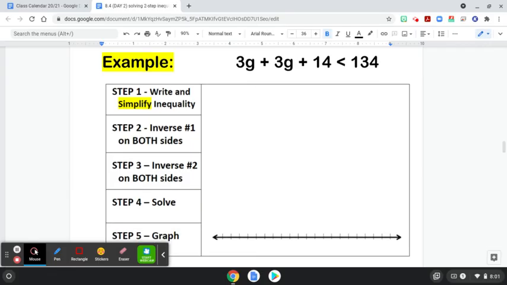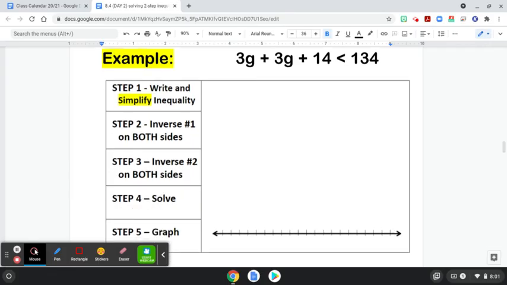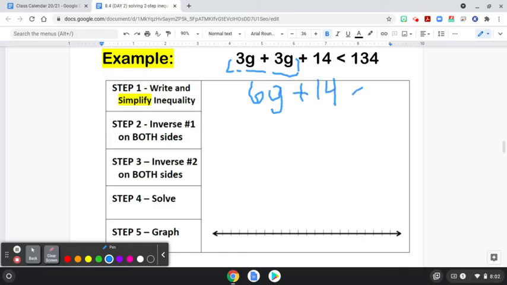My next example here, I'm going to simplify first. I'm going to put my variable groups together. 3 groups of G and 3 more groups of G is just a fancy way of talking about 6 groups of G. Plus 14 is less than 134.